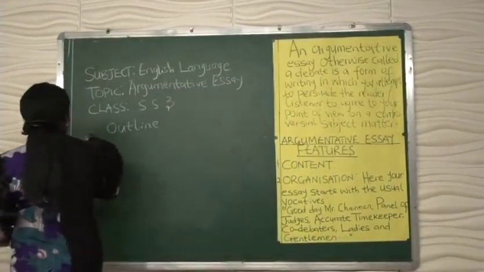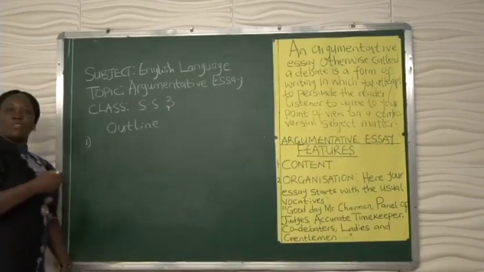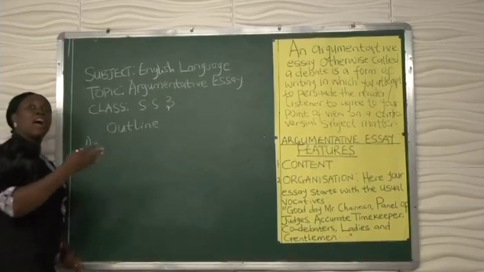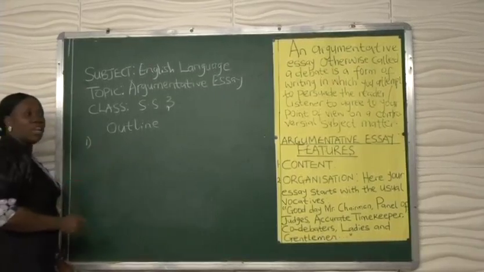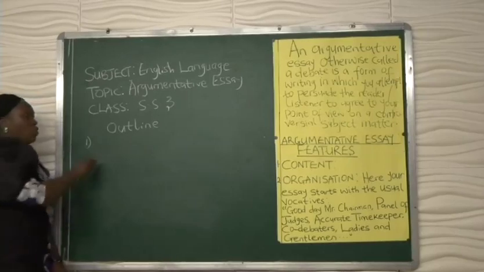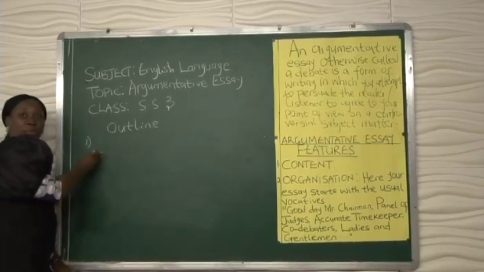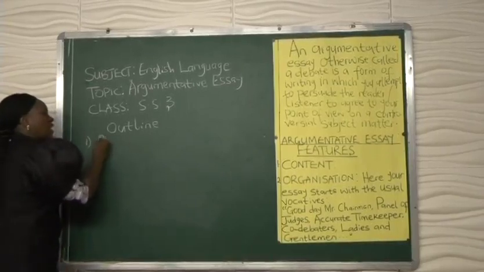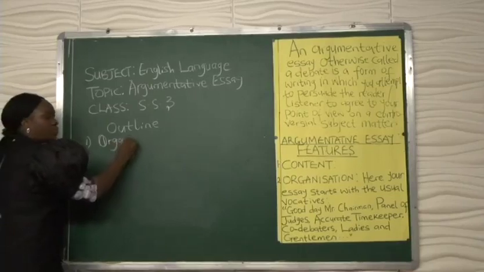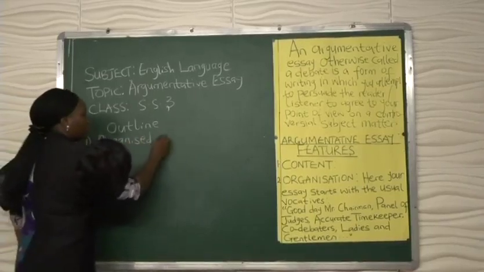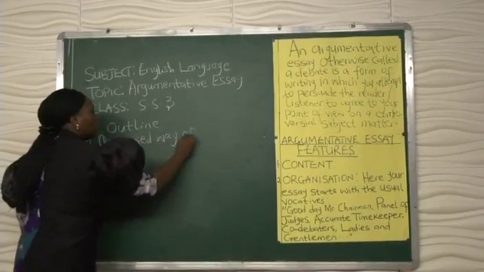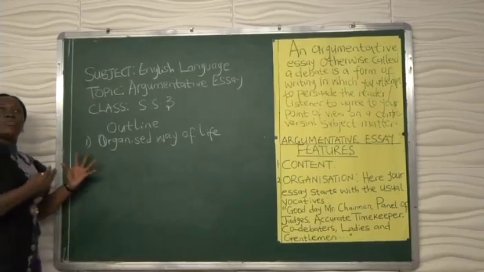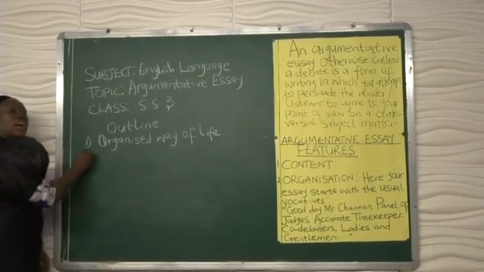For instance, if I want to talk about day students performing better than boarding students, I may be a day student, but I look at it that I may have more points if I choose boarding students. So the first thing I should do is to look at the points that I can use to support the boarding students. So I can first of all say that boarders have organized way of life. Yes, when I look at it, this is one of the points I will need to develop. And then I look at another point.